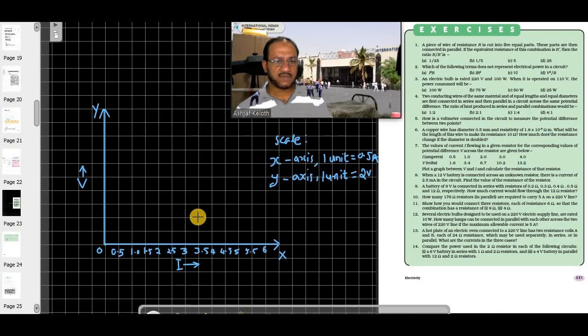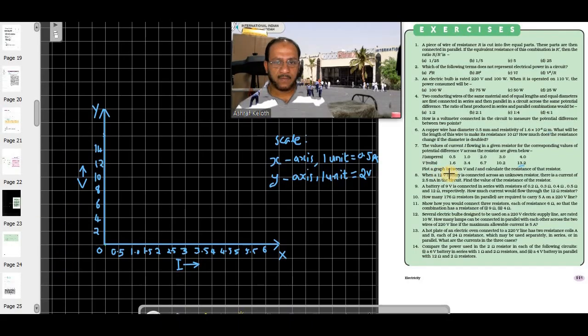And on the y-axis we have taken 1 unit as 2 volt. So 1 unit, 2 volt means the first will be 2 volt, and the second will be 4. This 1 unit is 1 block, like 1 centimeter. Then it will be 6, then 8, then 10, then 12, after 12, 14.